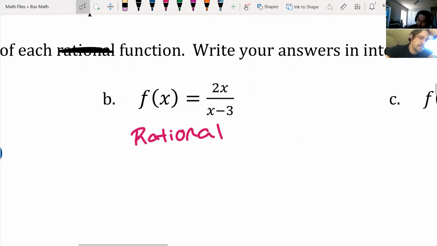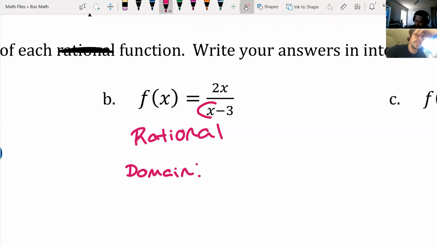Okay. And now, if you think about fractions, what number can never ever be in the denominator of a fraction? 0. Good. So if you're ever given a rational function, you will take the denominator and set it equal to the number that can never, ever be down there, which is 0. And all you have to do now is solve for x. So our domain is going to be x equals 3.